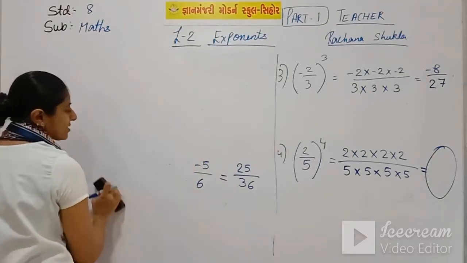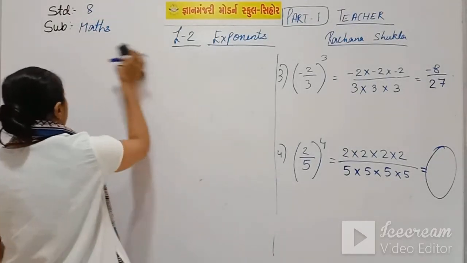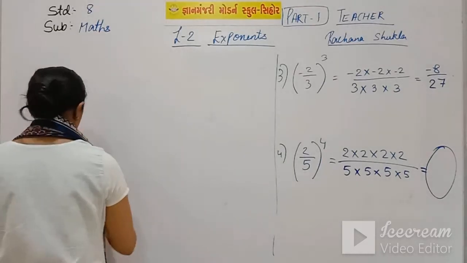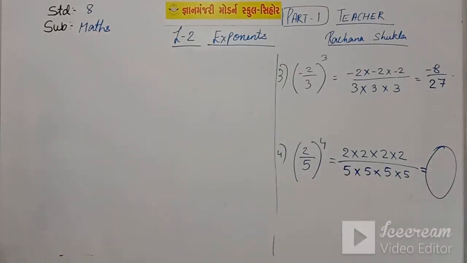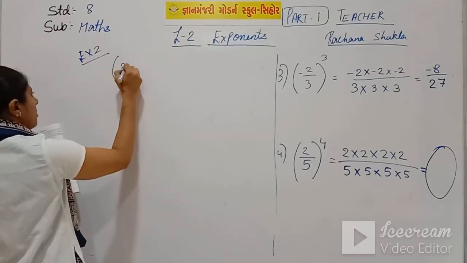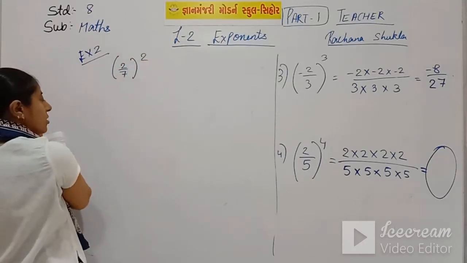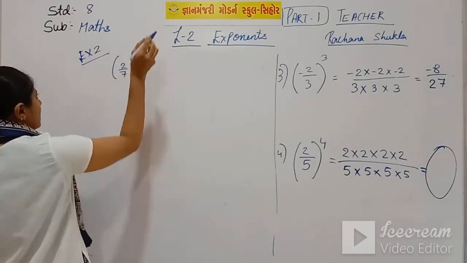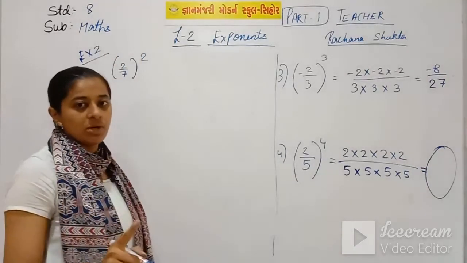I am writing down more sums of powers and exponents only. Evaluate the sums. Your example 2 upon 7 to the power 2. These sums are all of evaluation only.